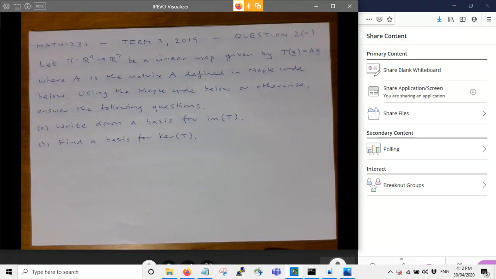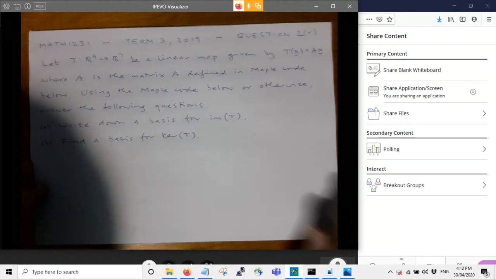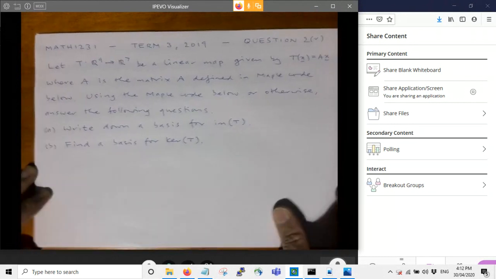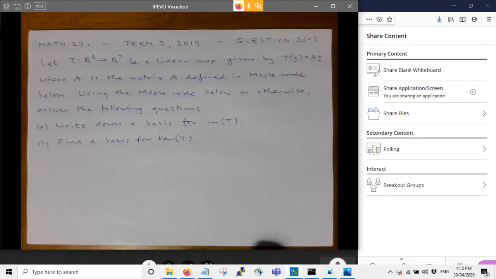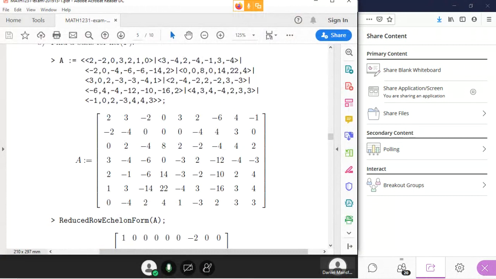It's perhaps slightly unfortunate this is the last question, because this is really a very standard one, and I hope everybody should be able to do it without too much trouble. I couldn't be bothered copying down the matrices, so here's the exam. So that's your matrix A. And the first question is write down a basis for the image. Write down is nearly always a hint. It should mean that the question is so easy that you should just be able to see it and know how to do it and write down the answer.